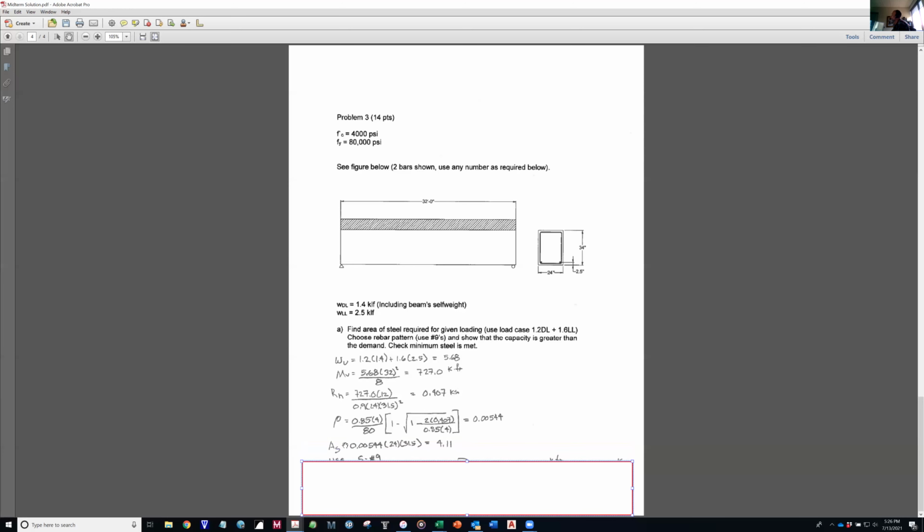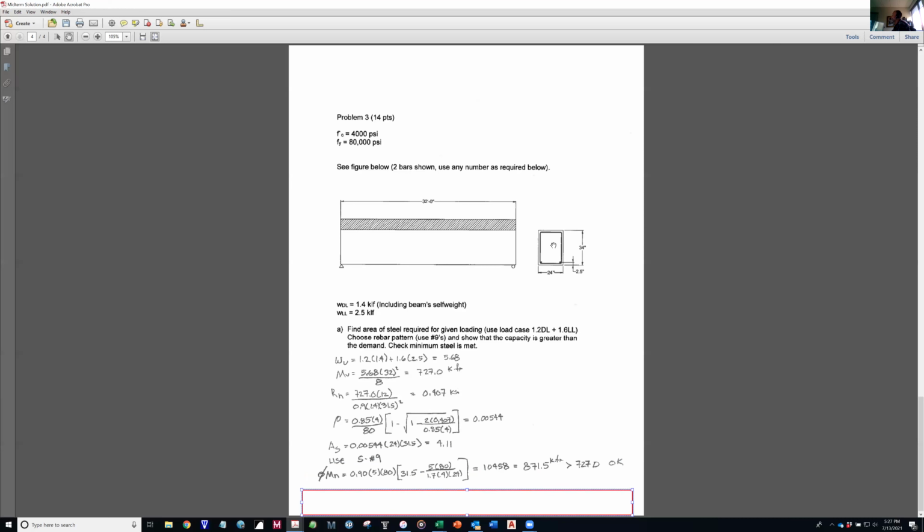With that rho, you can find As required. As required is the 0.0544 times 24 times 31 and a half, b and d, to get to an area of steel of 4.11. Because the problem stated use number 9s, that kind of limits your choice. And so I have to use 5 number 9s to cover 4.11 inches squared. So with 5 number 9s, I have to always, always, always check my capacity. I have to do my phi Mn is greater than Mu check.